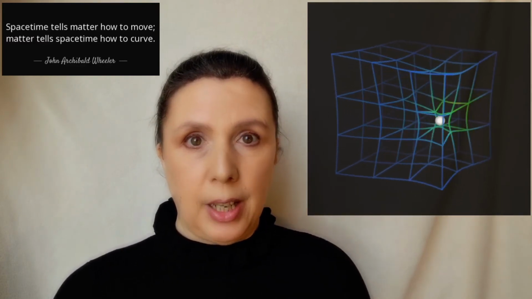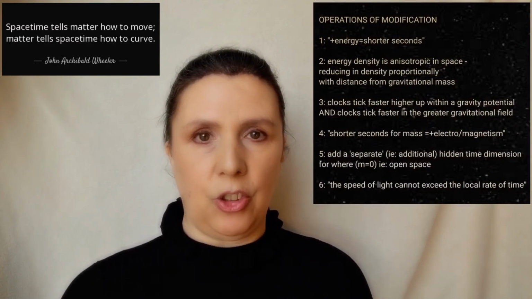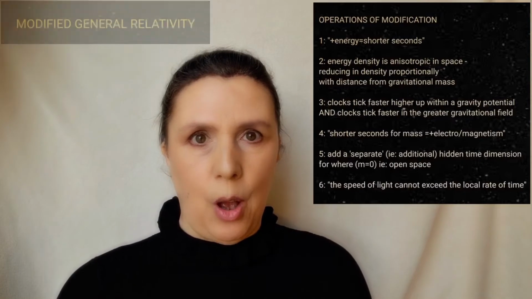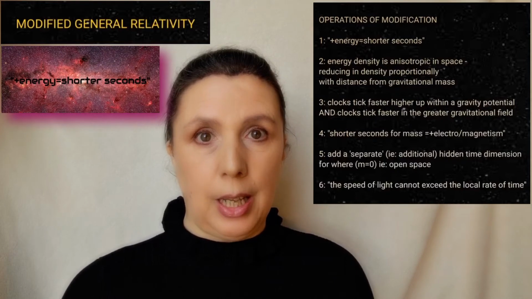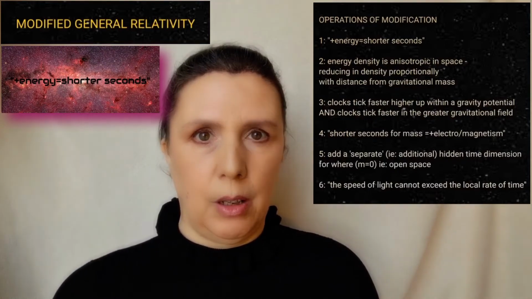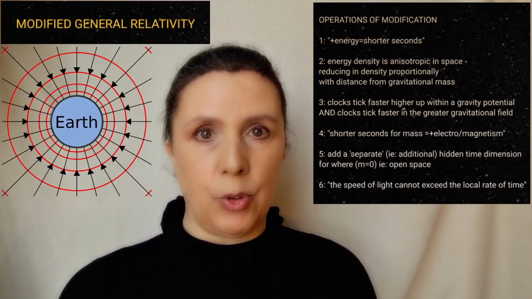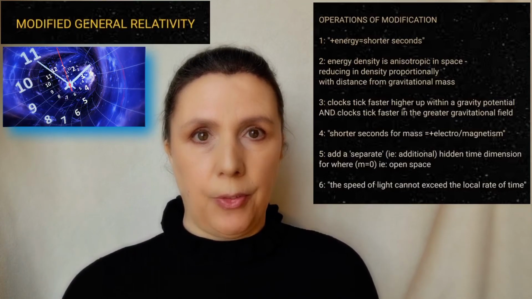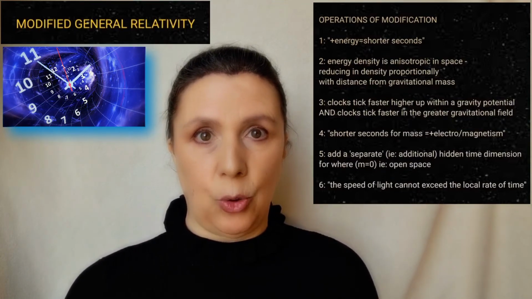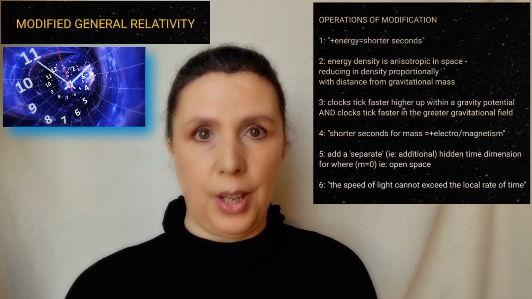Bearing these thoughts in mind, I'm now going to introduce 6 operations of modification to the current interpretation of general relativity. Operation 1. Add to general relativity the axiom plus energy equals shorter seconds. Operation 2. State the energy density in space to be anisotropic and reducing in density with distance from the gravitational mass. Operation 3. State clocks as ticking faster higher up within a gravity potential and as ticking faster in the greater gravitational field. Think bigger galaxy here.